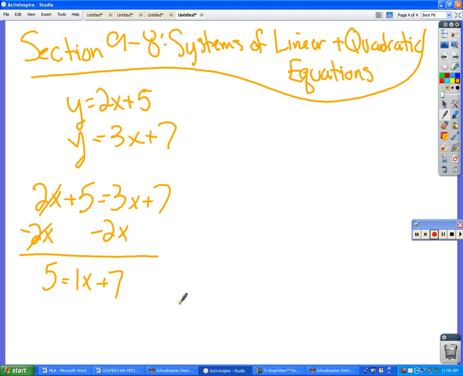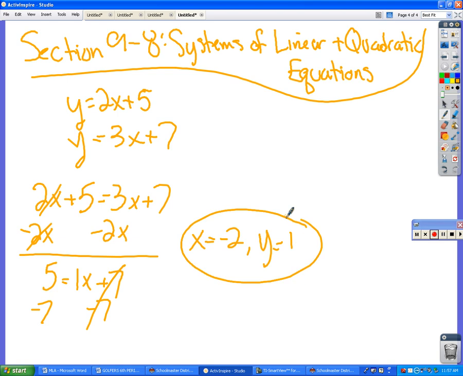How do I get all the numbers on the left? Subtract 7 from both sides. And so 5 take away 7 is -2, so x equals -2. Does that ring a bell at all? Yeah. Okay. And then what do we do with the -2 to figure out what y equals? Plug it in. Plug it into either one of these. So if I plug -2 in there, 2 times -2 is -4, plus 5, and -4 plus 5 is 1. So those would be my two solutions. Does that kind of ring a bell?